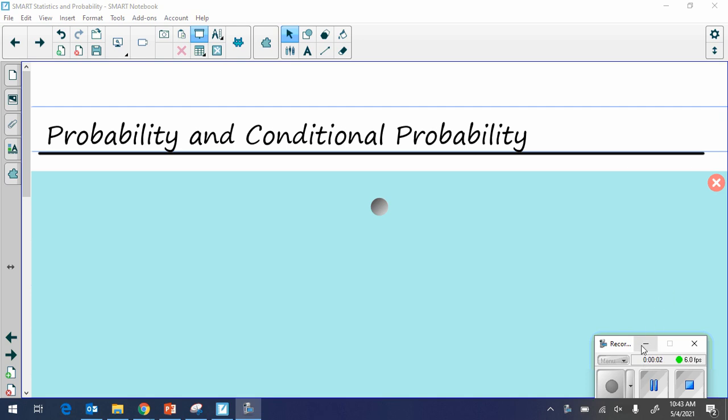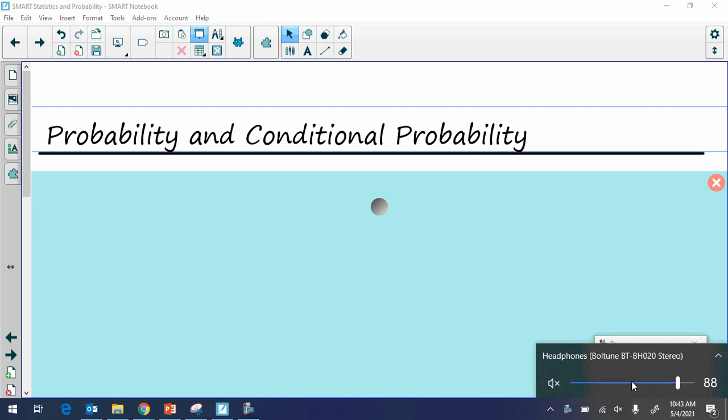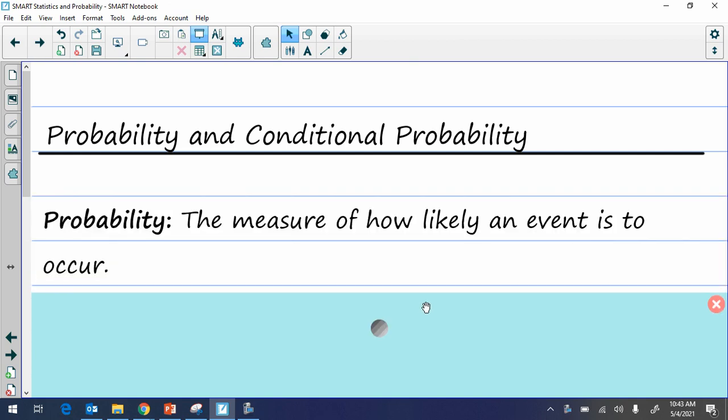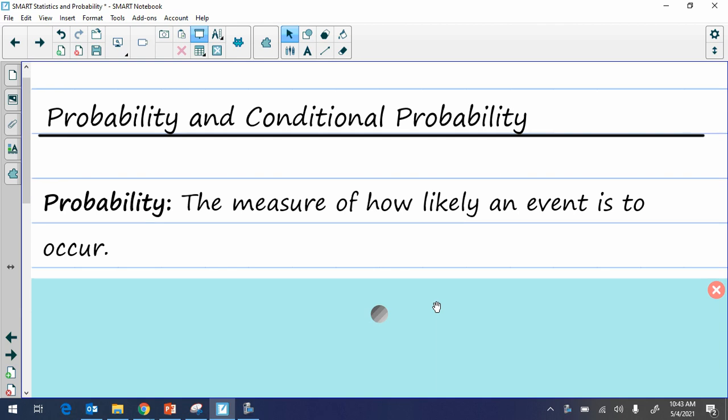Okay, we are going to talk about probability and conditional probability, and we're going to probably do it in 2 videos just because it's going to be a little bit on the lengthy side. So we're really starting with probability right now. Probability is just the measure of how likely an event is going to occur. Typically, that probability is going to be, not typically, always 100% of the time.